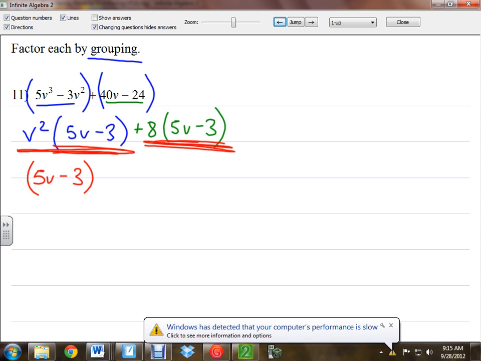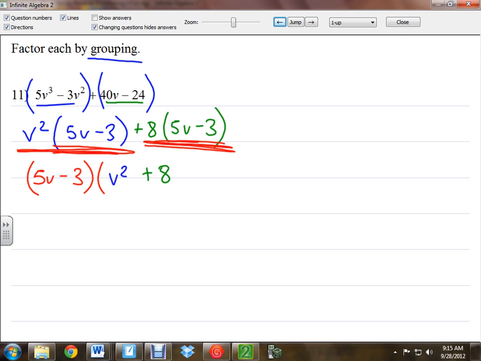And then I'm going to say, well, what is left over from the first thing? The first thing had a v squared left over. And what is left over from the second thing? The second thing had an 8 left over. And that would be the end of my equation. You can see that if I were to use the double distributive property, I could distribute the 5v minus 3 to both of these two terms right here, and I'd end up with the step above me. Now this is the fully factored version of this type of equation, because neither one of those things has any GCFs or anything left over in them.